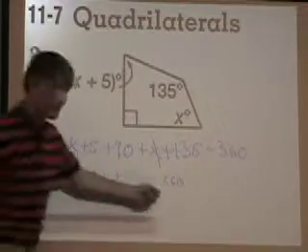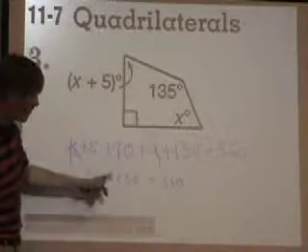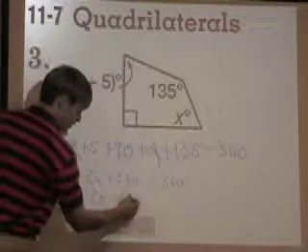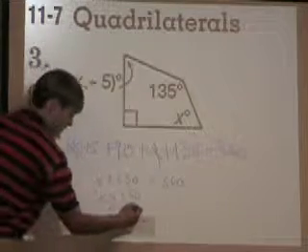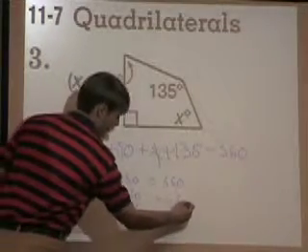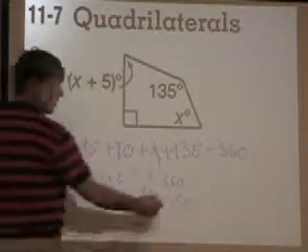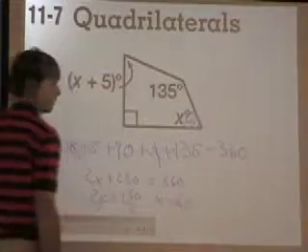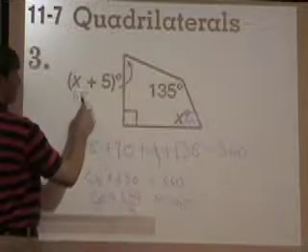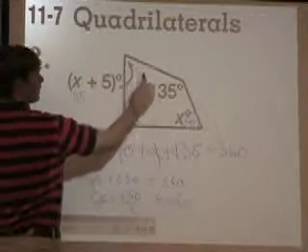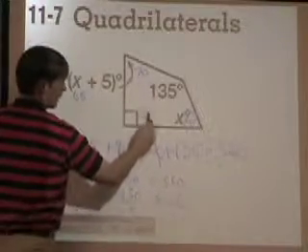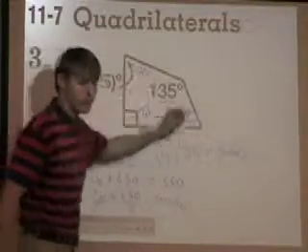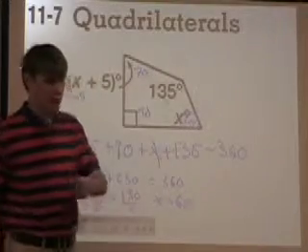Now it's just an equation like we've been doing all year, and you've got to solve for X. Subtract 230 on both sides, and you get 2X equals 130. Then divide by 2 on both sides. So X equals 65. Now you take what you got for X and put it in for X. X is 65 right here, so you know that angle is 65. And then you put it in here for X. 65 plus 5 is 70. So there are your four angles, 90, 70, 65, and 135, by using the property that all four angles of a quadrilateral add up to equal 360.